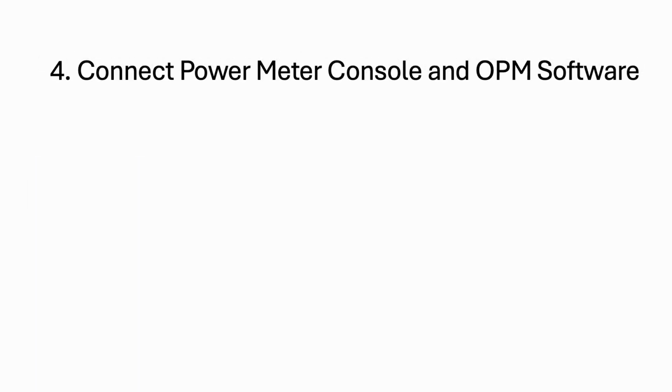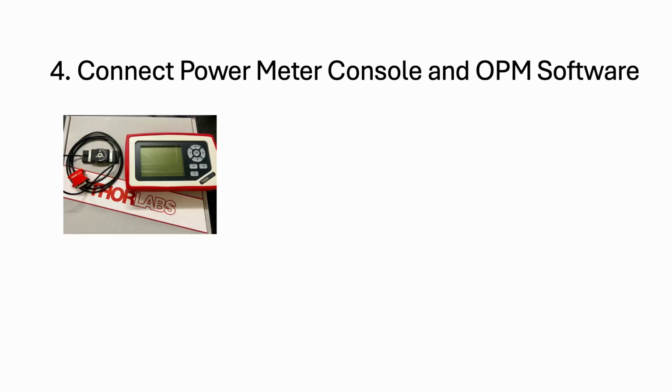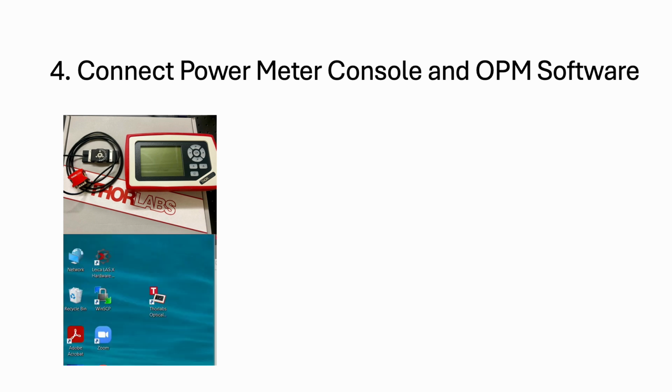Step 4. Connecting the power meter console and launching the OPM software. The next step is to connect the NS170C sensor to the power meter console and then connect the console to the operating computer. Once all connections are secure, launch the optical power monitor OPM software.